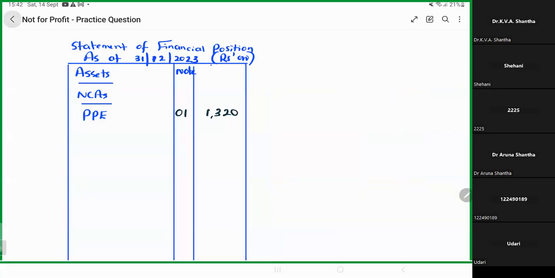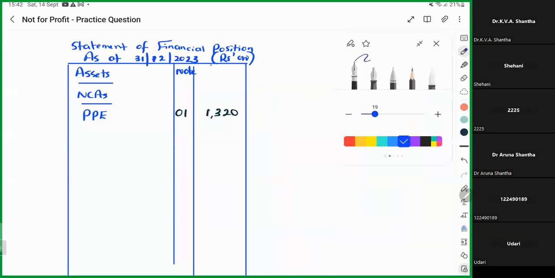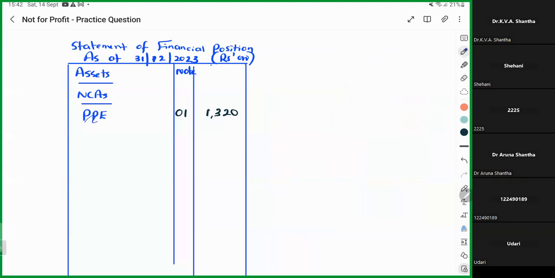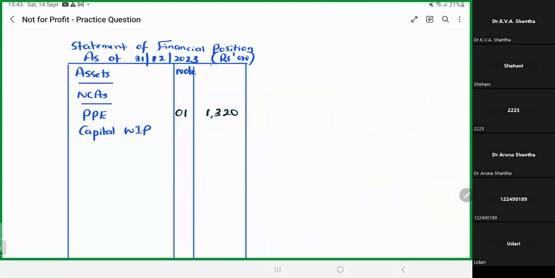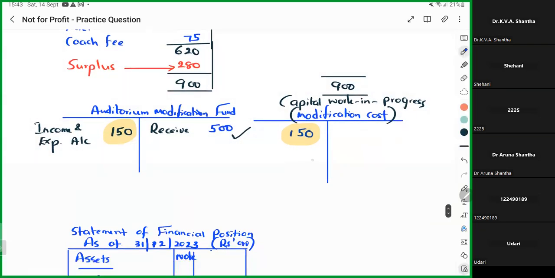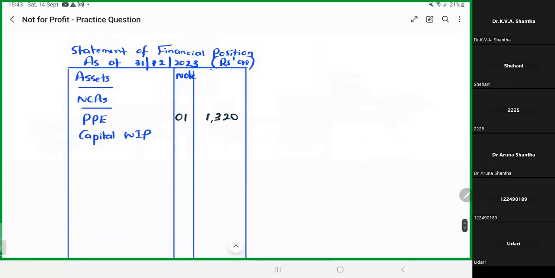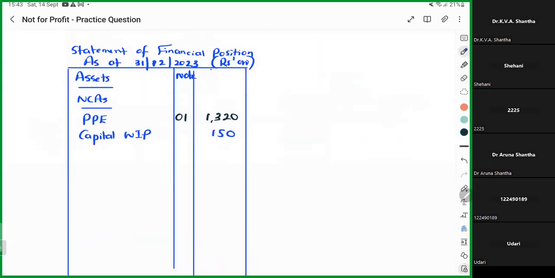In addition, we have capital work in progress. You see, modification is still going on. That is capital work in progress. We had a separate account, so you take the balance in that account. Capital work in progress account balance 150. So under non-current assets, capital work in progress 150.